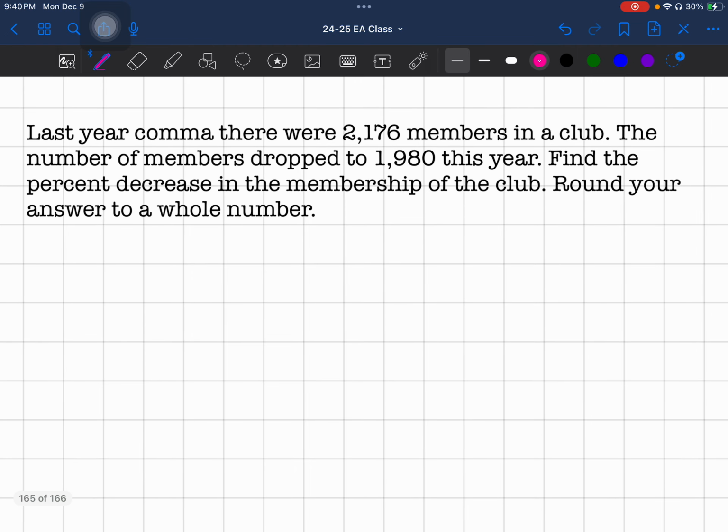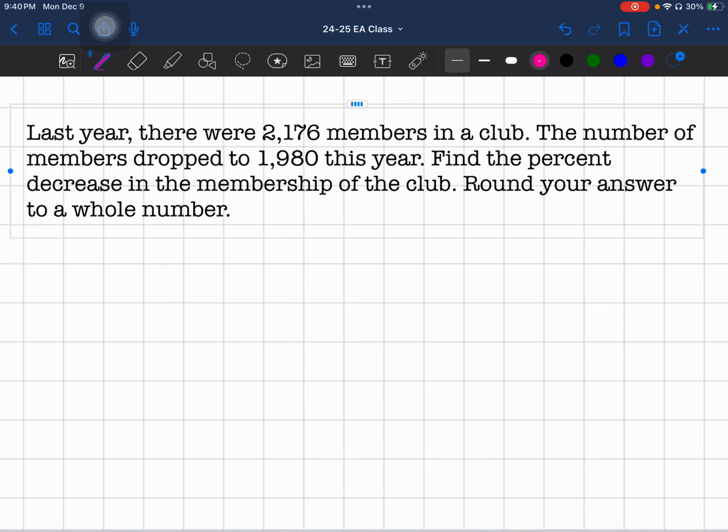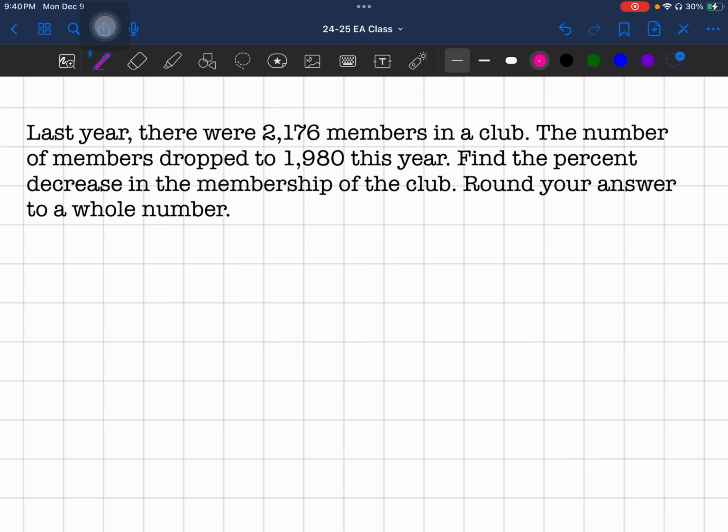Again, pause if you need to. Last year, there were 2,176 members in a club. The number of members dropped to 1,980 this year. Find the percent decrease in the membership of the club. Round your answer to a whole number.